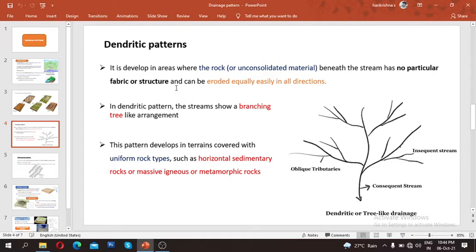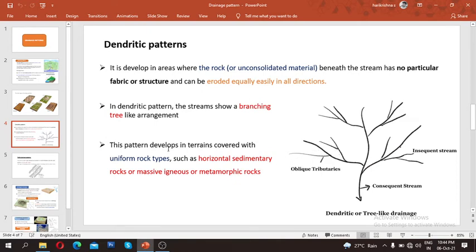If the material present is very compact, what will happen? The erosion may change and in various places it will be different. Here, if it is a dendritic pattern, usually the area will have unconsolidated material. So what will happen? The erosion will be easily done in all directions. Okay. Now as we have already said, this drainage pattern shows a branching, tree-like arrangement. Simply we can remember that it will be branching like a tree.